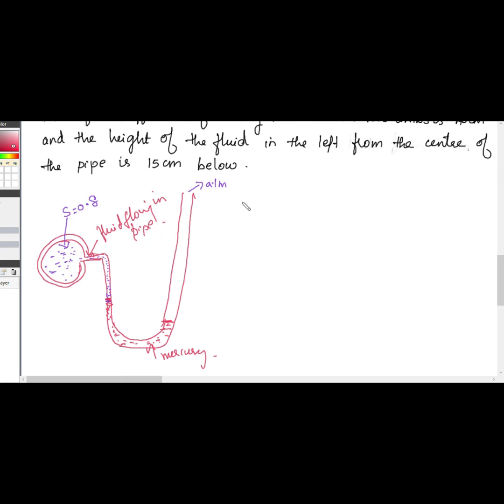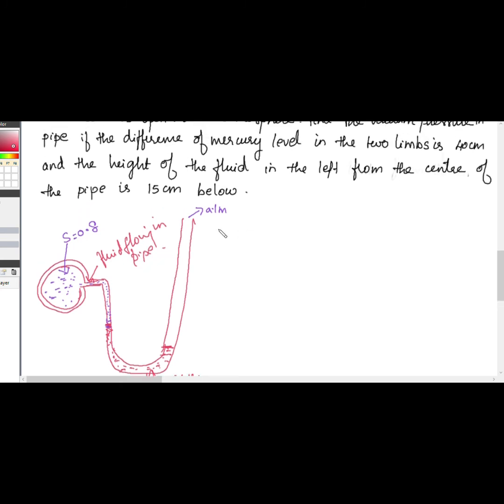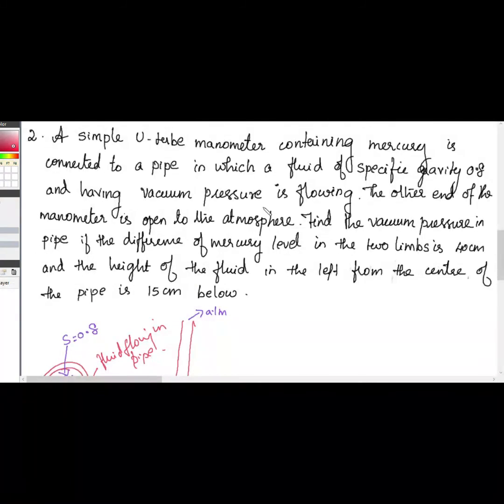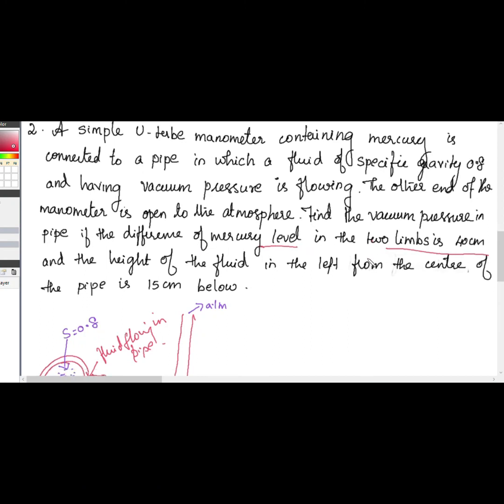Now, it is given, see, that is why it is called a vacuum pressure. So you should know how to draw the manometer for vacuum pressure and gauge pressure. Now, it is given that the difference of mercury level in the two limbs is 40 centimeter.